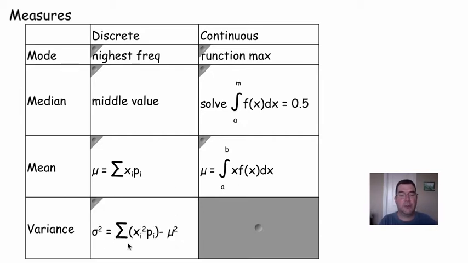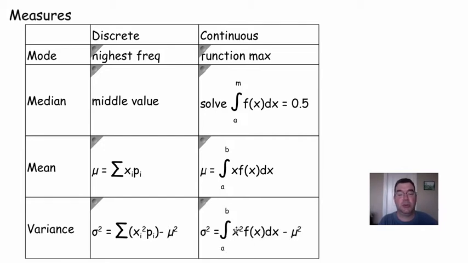For variance, this is the formula that I liked, where I square the x's and then multiply by the probability, and then I subtract off mu squared at the end. Same thing here, I'm going to use an integral instead of all of my x's squared times the probability according to the function, and then subtract off mu squared at the end.